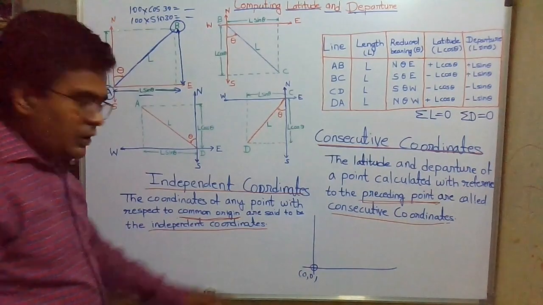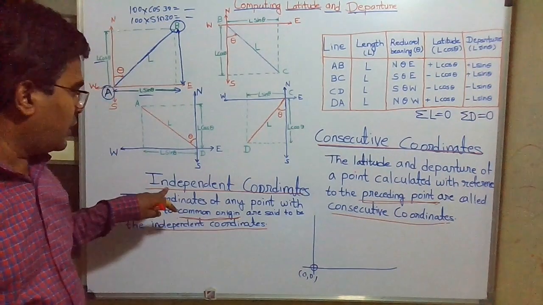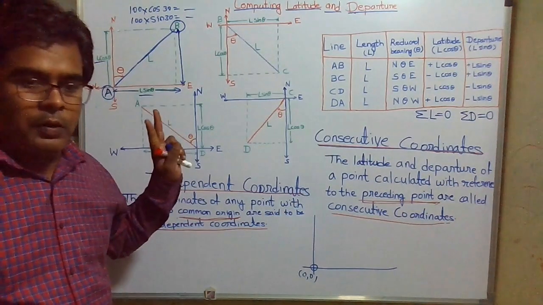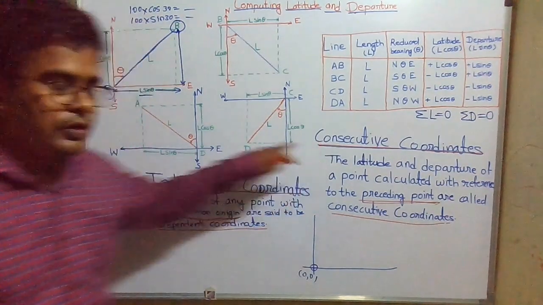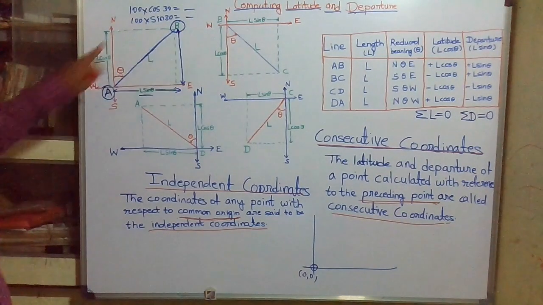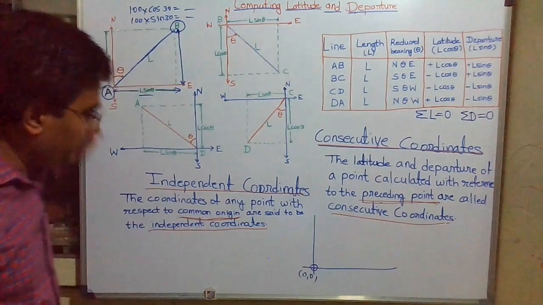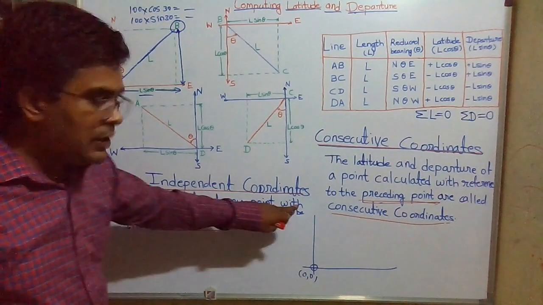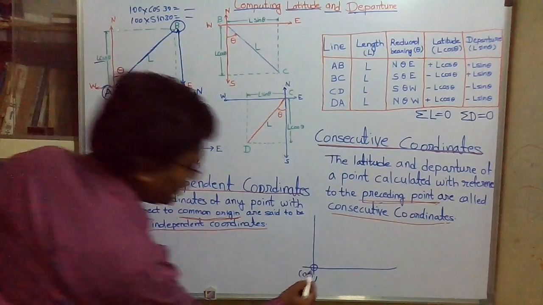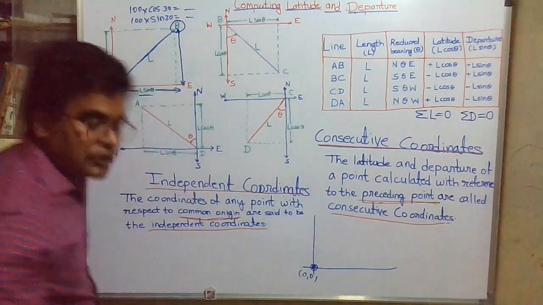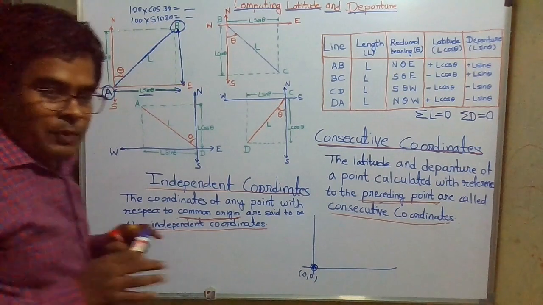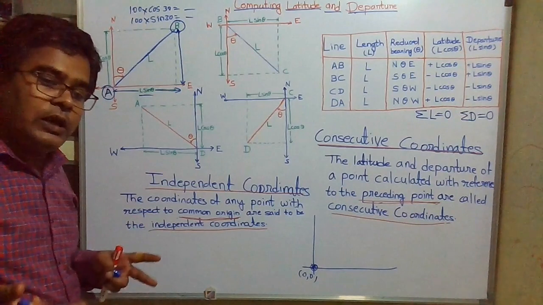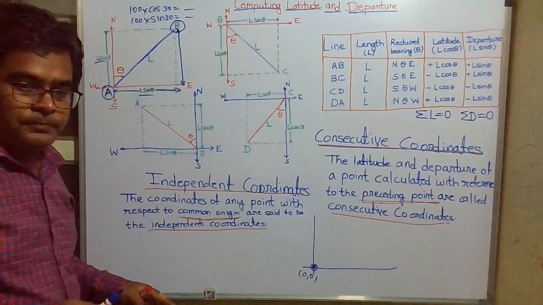Okay. Here, while calculating independent coordinates, consecutive coordinate is nothing but the latitude and departure of a line. It is the position of point B with reference to the preceding point. But what is the independent coordinate? The coordinate of any point with reference to a common origin. Here we are going to take one common origin, and whatever latitudes and departures of various points we are getting, we are going to convert them in terms of the common origin.